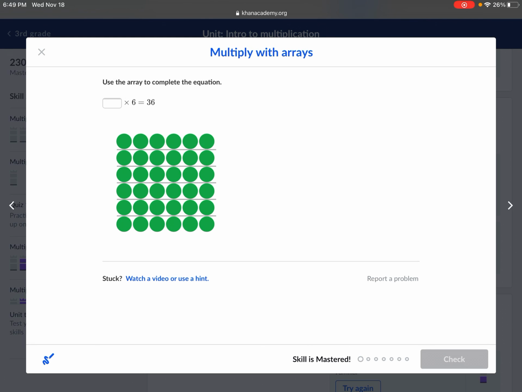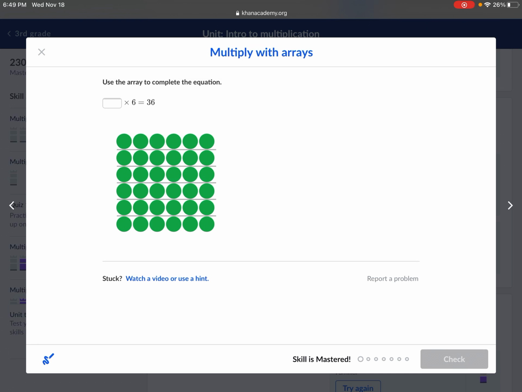Today we're going to be doing multiplication with arrays. And remember, I also will be telling you different ways to do it without arrays. Okay, let's jump into the first problem. It says use the array to complete the equation. The equation is blank times 6 equals 36. So we need to find out what times 6 equals 36. And by the way, I'm doing this for third graders. So third graders, here's the video for you.